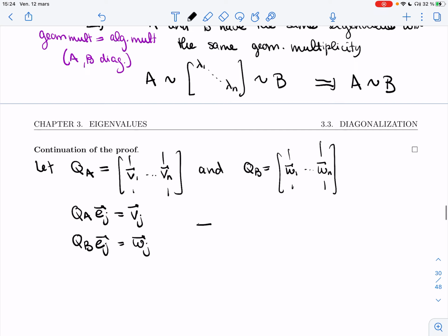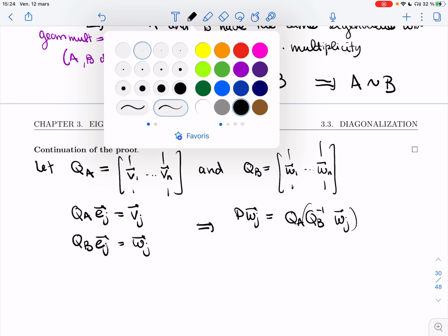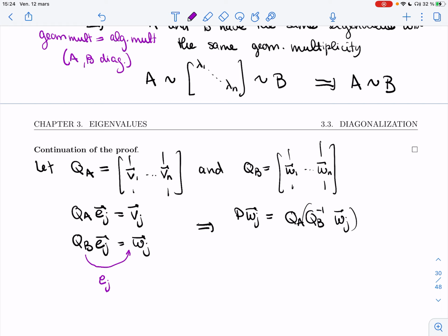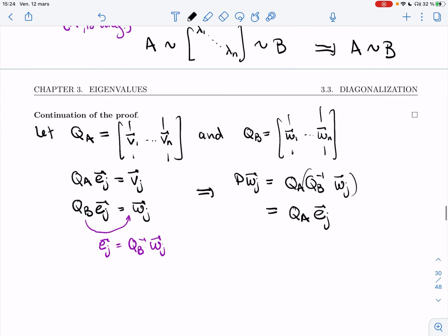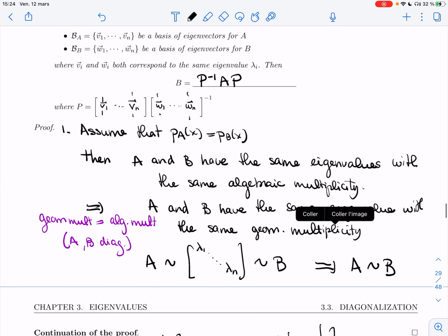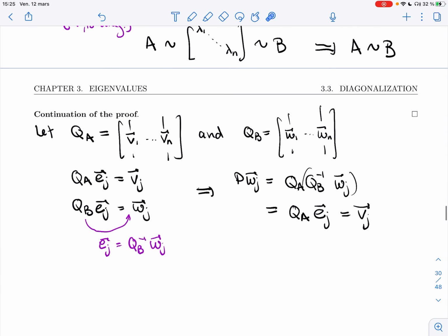All right, so that means if I apply P to WJ, so we said P was QB inverse QA of WJ. Well, here if I sent QB to the other side, I would get that EJ is QB inverse WJ. So this is EJ. And QA EJ, that's going to be VJ. Right, so if I apply this matrix to an eigenvector for B, I get an eigenvector for A, sorry.